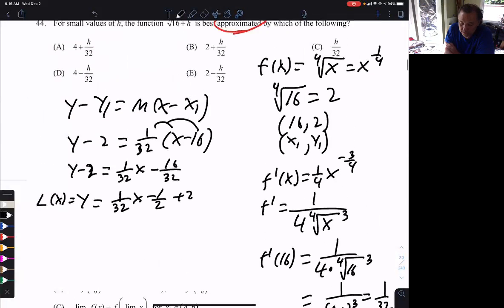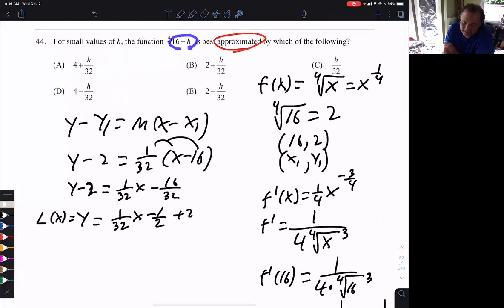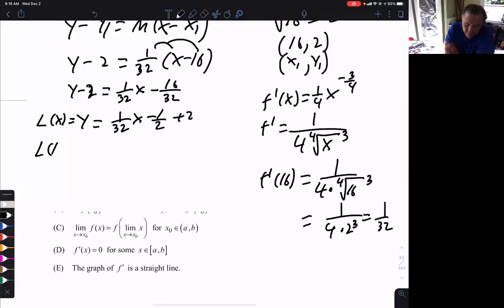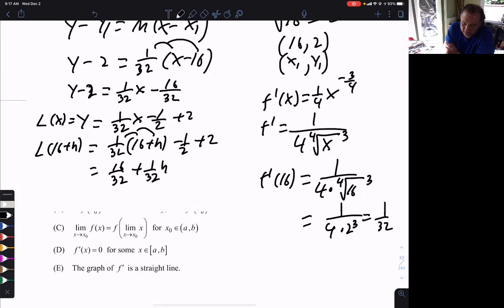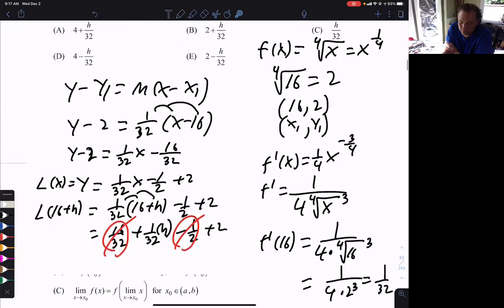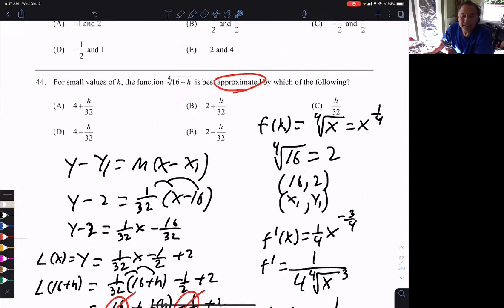So we want to know at 16 plus h. So we're going to plug in 16 plus h here. That's 1/32 times (16 plus h), minus 1/2 plus 2. Distribute that, you're going to get 16/32 plus 1/32h minus 1/2 plus 2. And nicely, those cancel, and you get h/32 plus 2, which is letter B, you see.